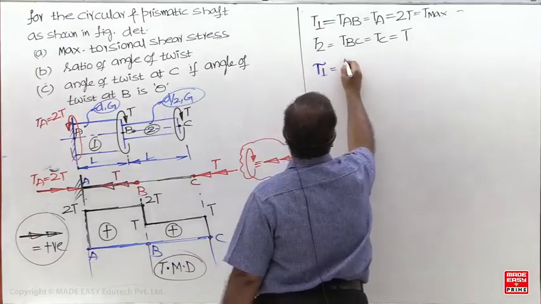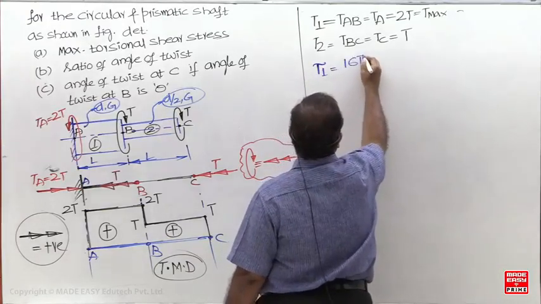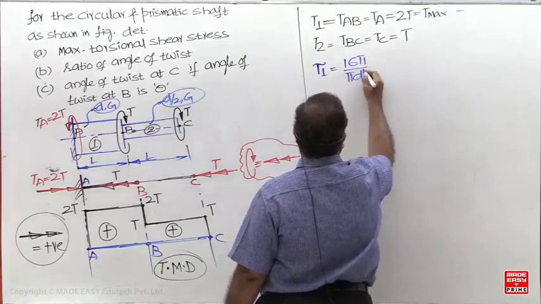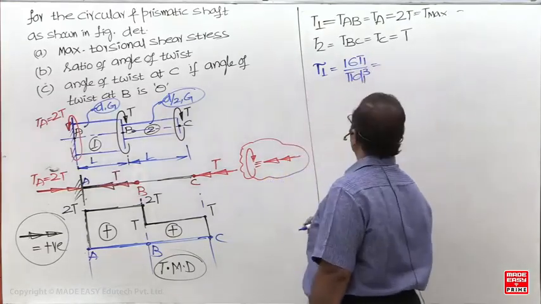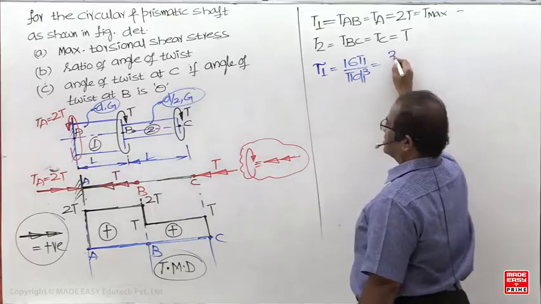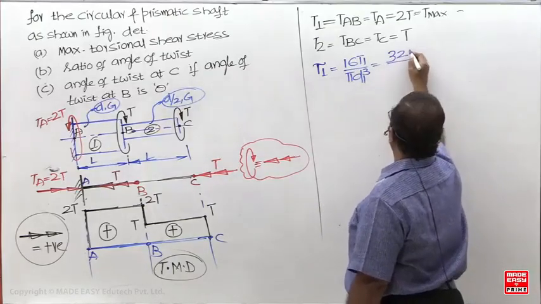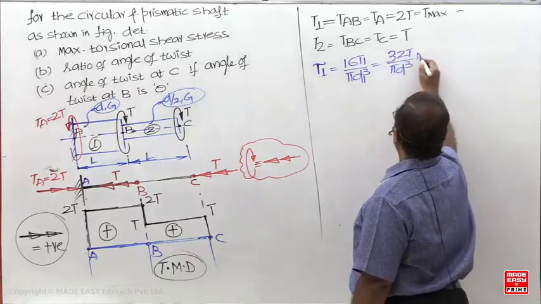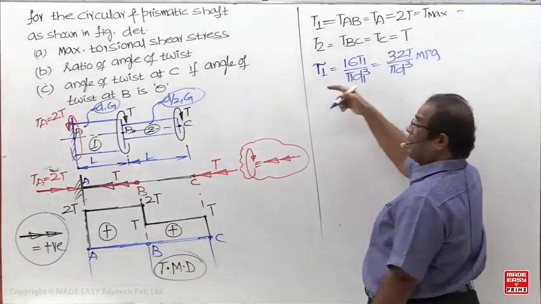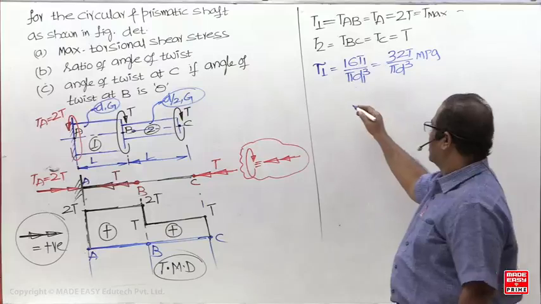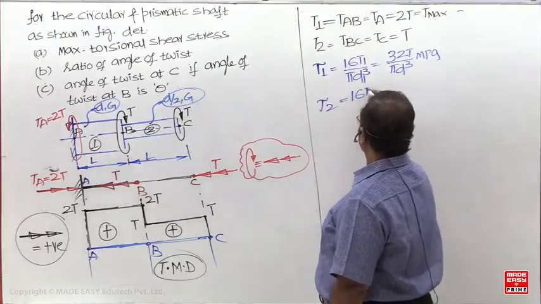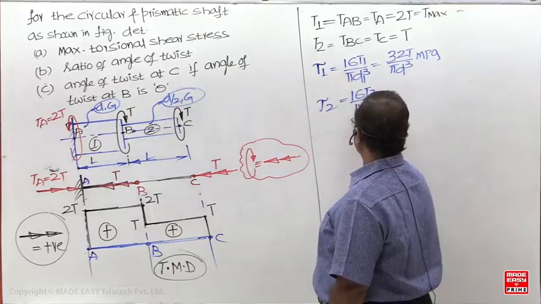Tau 1 is 16T1 upon pi d1 cube, that is 32T by pi d cube. This is the maximum torsional shear stress in the first shaft. And what is tau 2? 16T2 upon pi d2 cube.